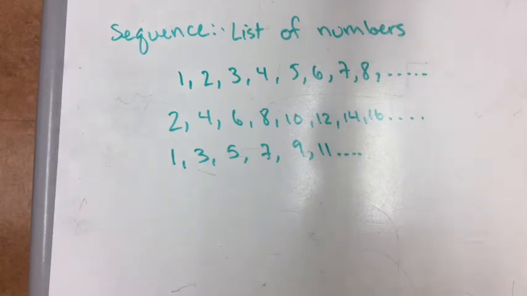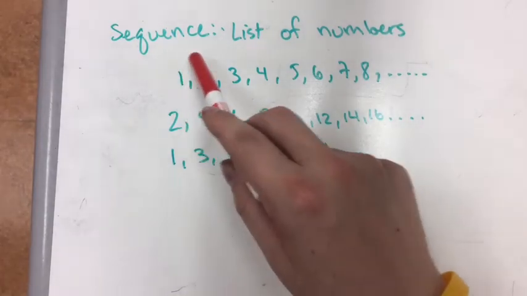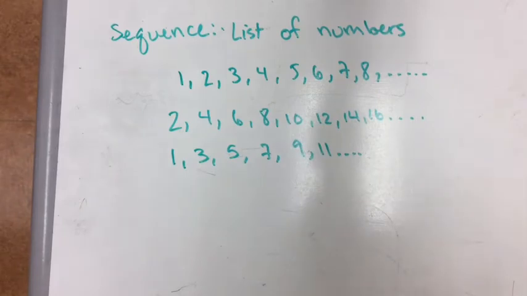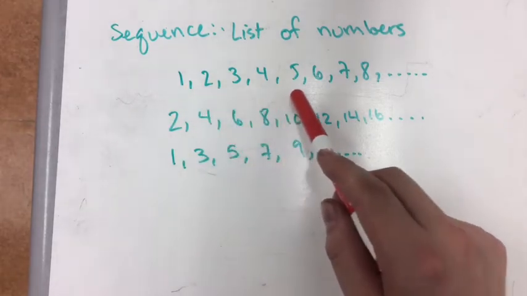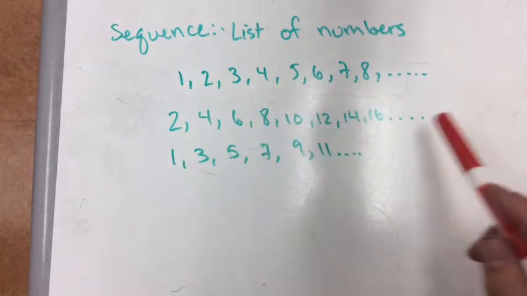Okay, this is the start of chapter 11. So 11.2, arithmetic and geometric sequences. A sequence is defined as just a list of numbers. The most common list of numbers that we know about are counting numbers. So 1, 2, 3, 4, 5, 6, 7, 8, and going up and on forever.